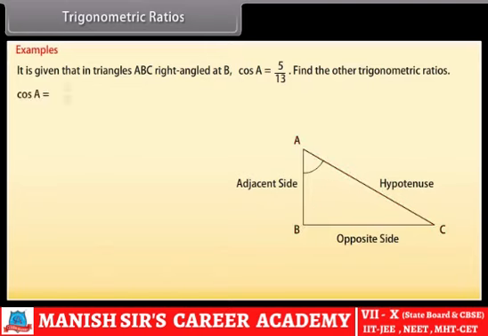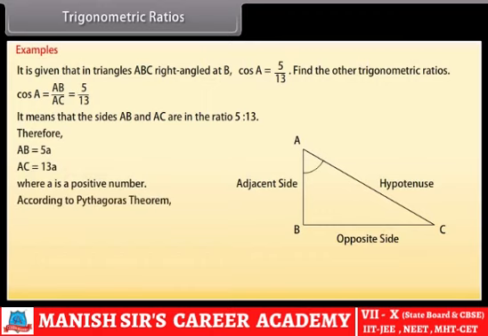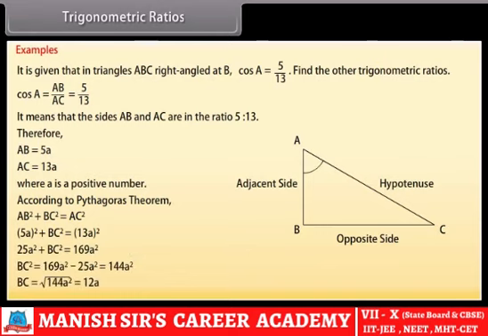Cos A is equal to AB upon AC, which is 5 upon 13. It means that the sides AB and AC are in the ratio 5:13. Therefore, we can say that AB is equal to 5a and AC is equal to 13a, where a is a positive number. According to Pythagoras' theorem, AB square plus BC square is equal to AC square. By substituting the values, we get 5a square plus BC square is equal to 13a square. Now, by calculating it, we get BC as square root 144a square, which is 12a.